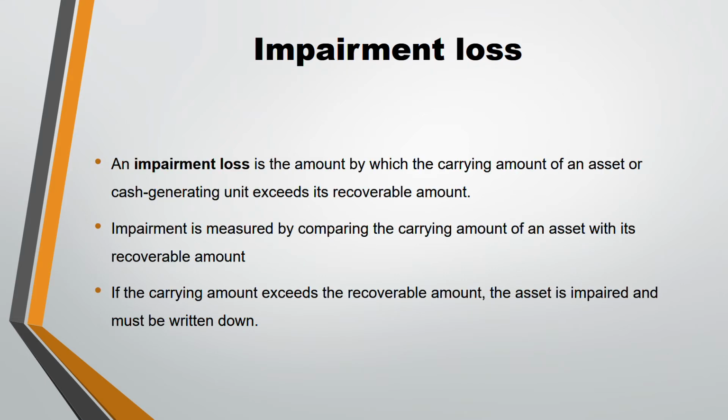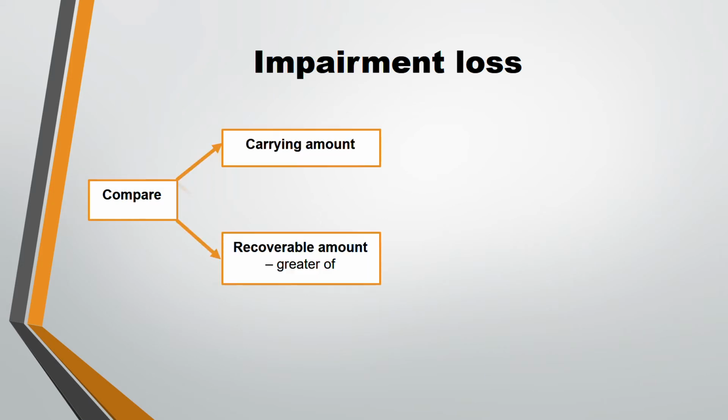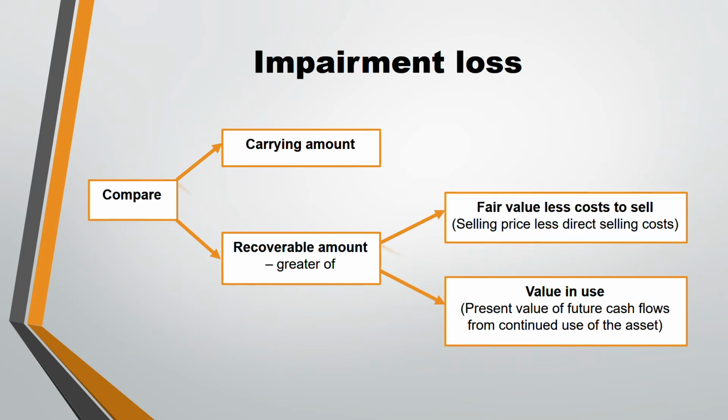Now, to find the impairment loss, compare two things: carrying amount with recoverable amount. And recoverable amount, you have to choose the greater of these two things: fair value less cost to sell and value in use. Fair value less cost to sell, how do you find out? Selling price minus selling cost. Value in use, present value of the future cash flow. Okay, that means you are not selling the asset, you are holding the asset. What is the benefit of it? What is the present value of future cash flow from holding that asset or using that asset? That is known as value in use.